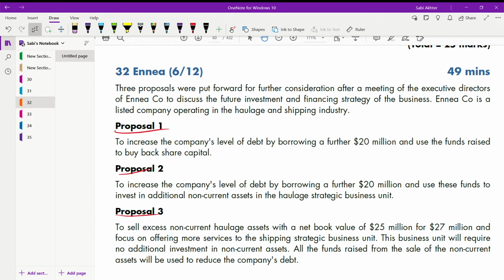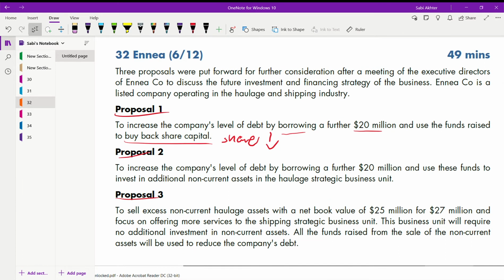Here, proposal 1, borrowing is increasing. Buyback share capital. Buyback share capital means your shareholding will reduce. That reduction of shareholding, you should know how to work. In reconstruction, if you don't know how to work out the cancellation of shares or reduction in shareholding when buyback share is there, or in other words, repurchase of share, your every calculation will go wrong. Because shareholding is very important, number of shares, what you put in your balance sheet.